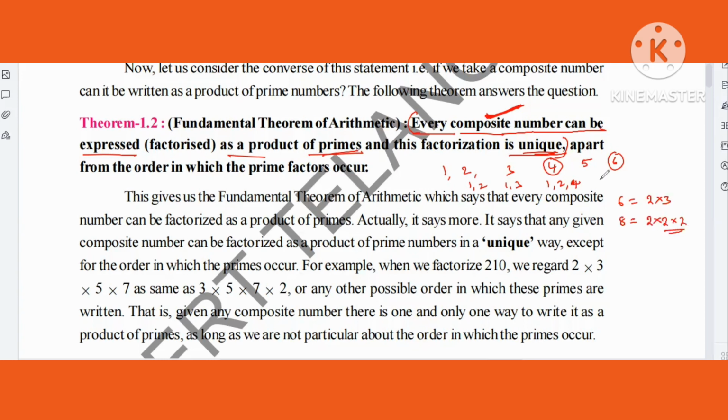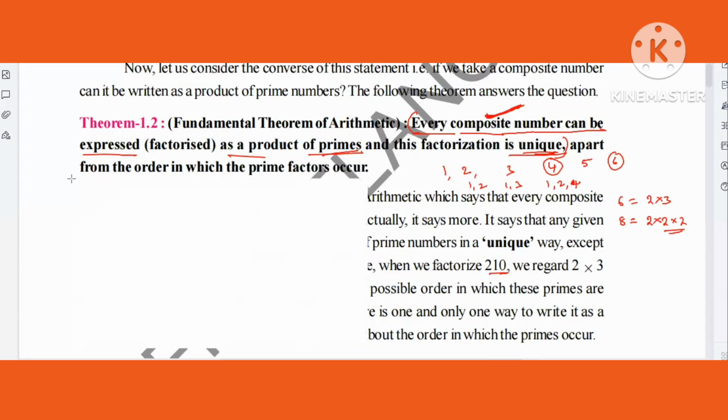So how do you do this? For example, if you have the number 210, how to do factorization? We can use the division method to write 210 as a product of primes. So here we have to take 210. Now if it is an even number, you know that it will be divisible by 2. So this is even, so I'm dividing first with 2.